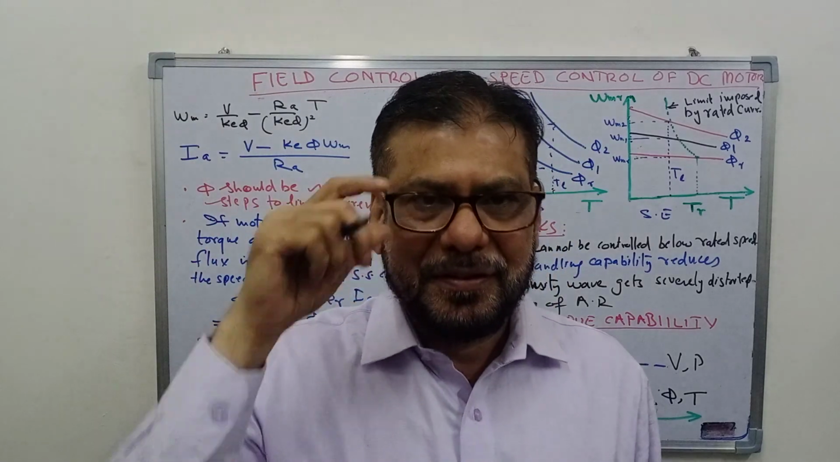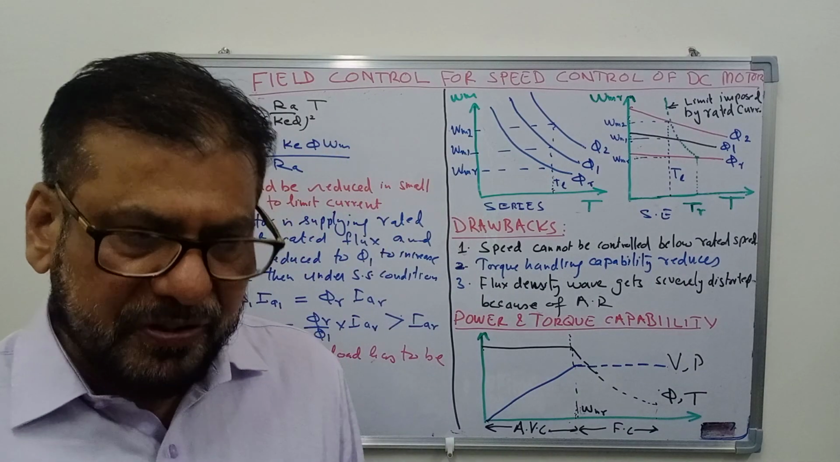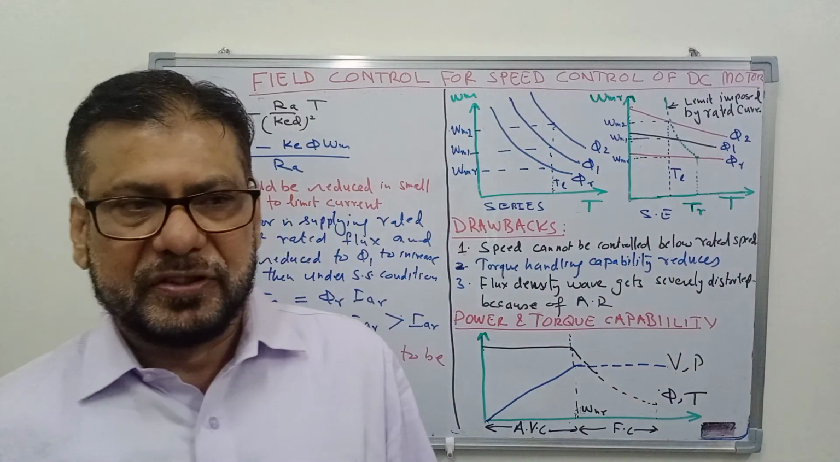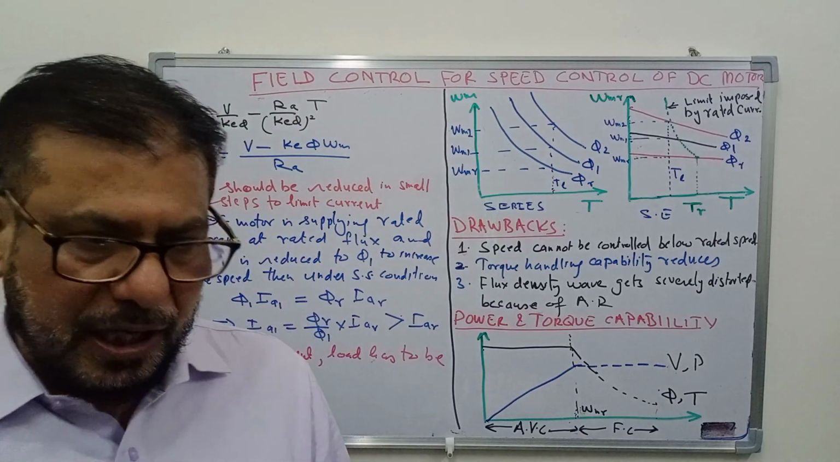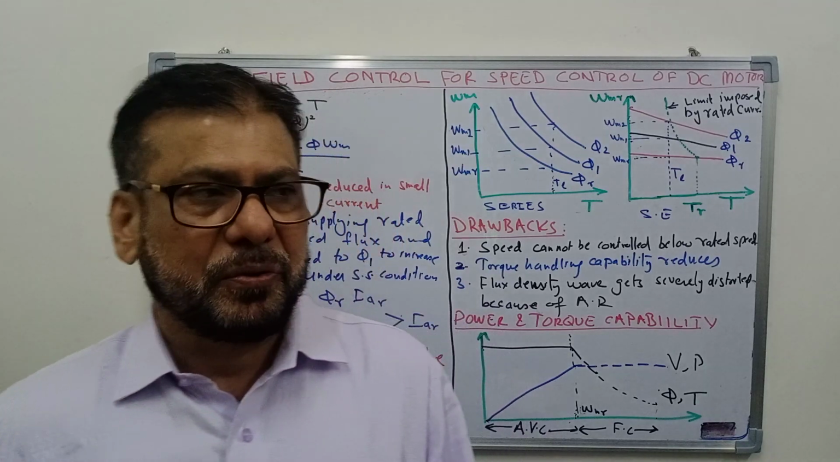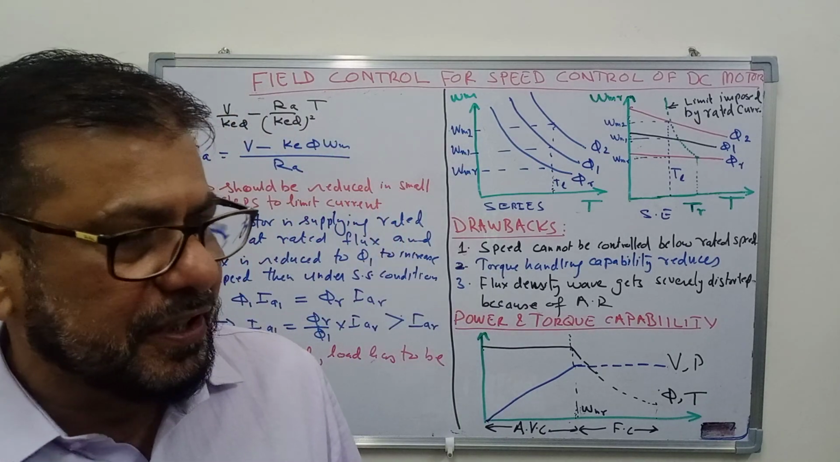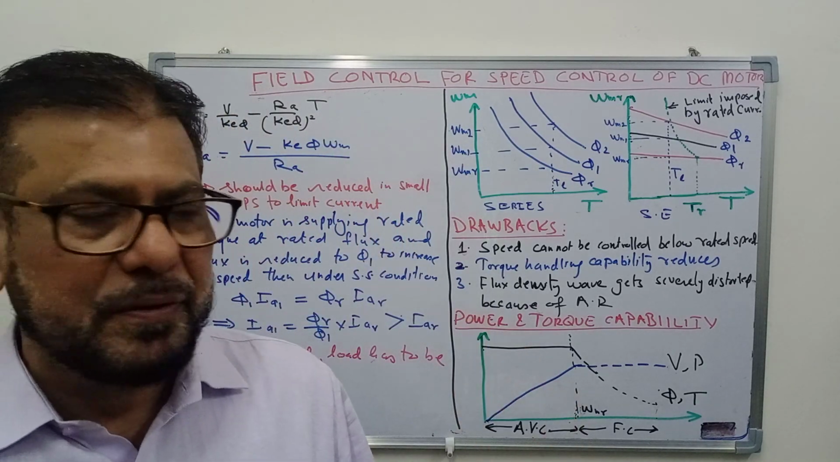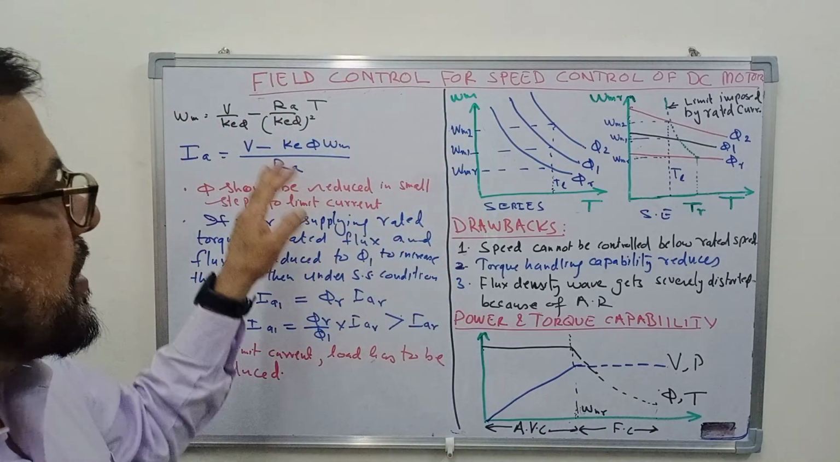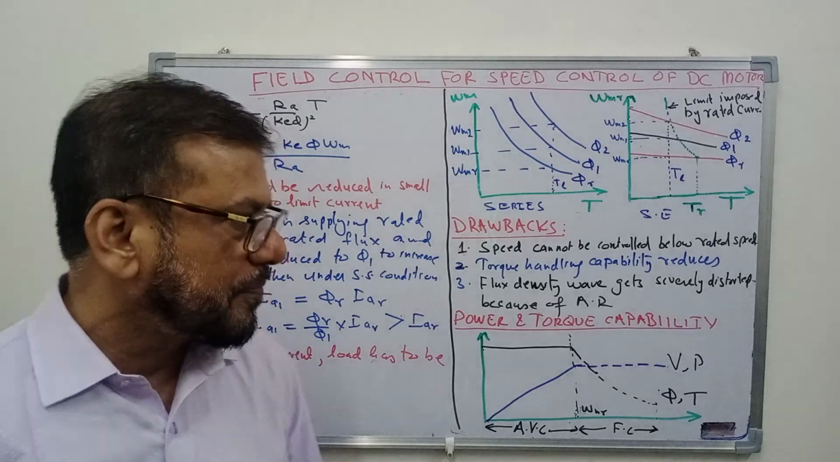Hello students. In my previous lecture, I discussed the various methods of speed control of DC motor: armature voltage control, field control, and armature resistance control.